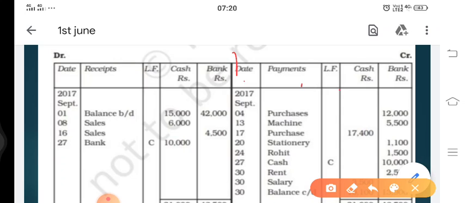So first of all, as we have discussed, the balance on 1st September is our opening balance, and it is opening balance of an asset, which is having a debit balance. So moving to the debit side, we have written two balance brought down, 15,000 and 42,000. Cash was 15,000, which is written on the cash side, and bank balance was 42,000, which is written on the bank side. Right, students?